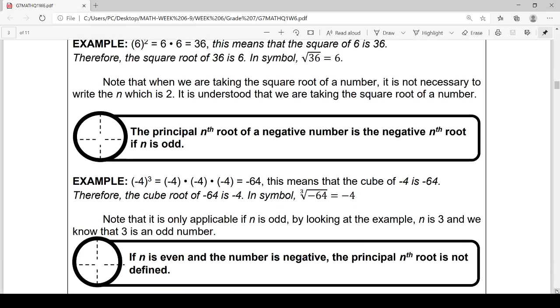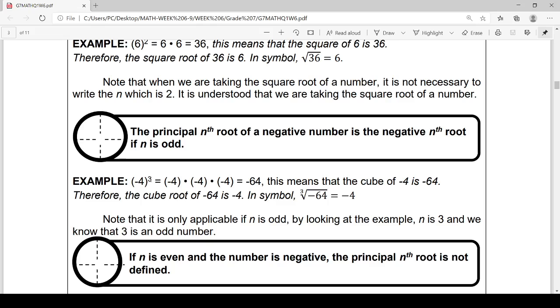Another, we have the principal nth root of a negative number is the negative nth root of a number if n is odd. Again, the principal nth root of a negative number is the negative nth root if n is odd. Like for example, this one. If your n is an odd number, odd numbers are 3, 5, 7, 9, 11, 13, 15, those are odd numbers.